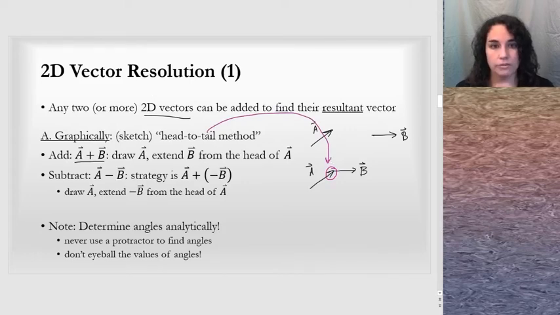Okay. If I wanted to subtract those, I'm just going to note that subtraction is the addition of a negative. I would draw A and then extend negative B. So let's draw A. There's A. And then I would draw negative B. B's in this direction. Negative B will look like this. And so I can draw negative B on here. And that would be those two vectors subtracted. A minus B is just the addition of a negative vector.